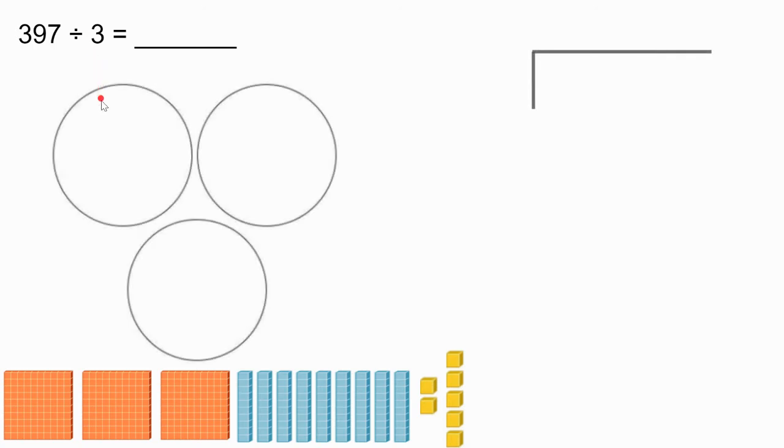We can also represent this using the standard algorithm. 397 is going to go on the inside since that's our starting number. Our divisor 3 is going to go on the outside. That's the total number of groups we're sharing between.